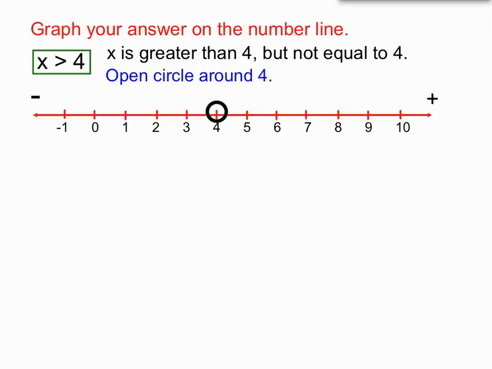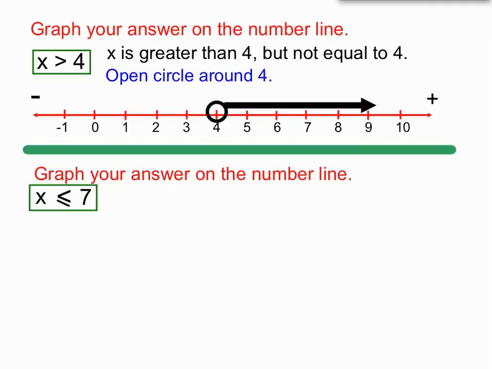Well, the positive end of the number line is off to the right, and the negative numbers are off to the left there. So the numbers to the left of 4 are less than 4. The numbers to the right of 4 on the number line are greater than 4. So our arrow to represent x is greater than 4 heads off to the right there.